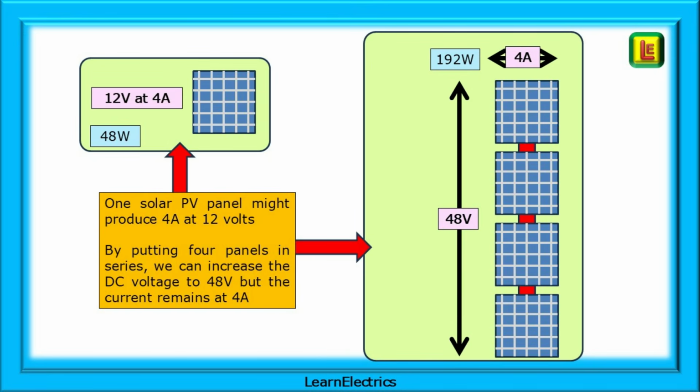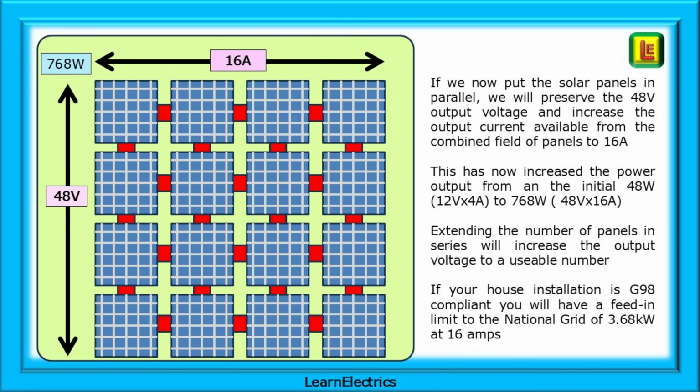A single solar panel might only produce 48 watts of power, let's say 12 volts at 4 amps. So, how do we build up voltage and power to something usable inside the house, something that will run appliances? By putting 4 panels in series, we can increase the DC voltage to 48 volts, but the current remains at 4 amps. If we now put the solar panels in parallel, we will preserve the 48 volt output voltage and increase the output current that is available from the combined field of panels to 16 amps.